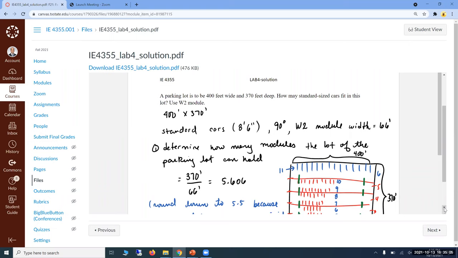In terms of the direction of the lanes, it will be based on the access roads. So if you have an access road that goes in this direction, you want to make sure that your lanes, typically you will have your lanes in this perpendicular form to where the access road is. So if you go the other way, it doesn't mean that it's wrong. It's just a different design.